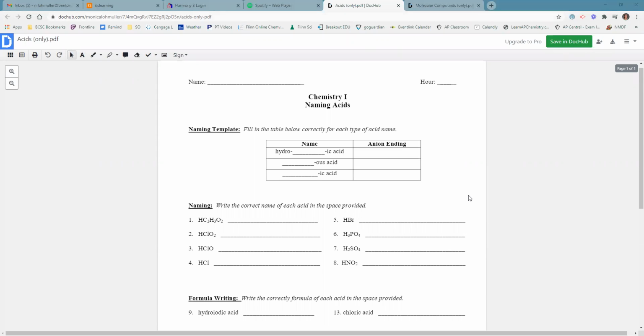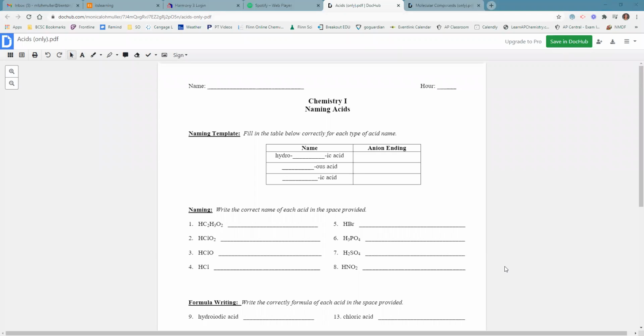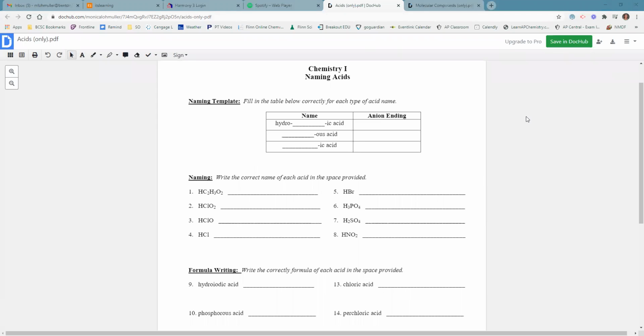Okay, do you guys mind if we just start with the naming acids part? I don't remember which one actually came first in the notes, but I thought we could start here. Okay, good enough.